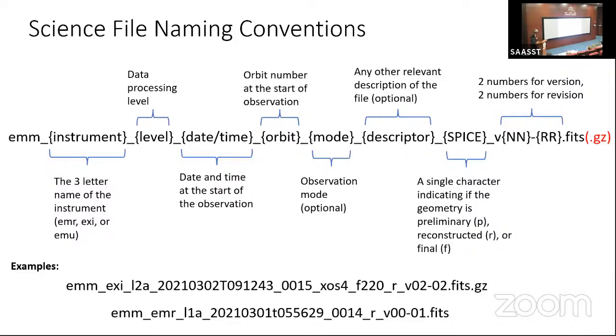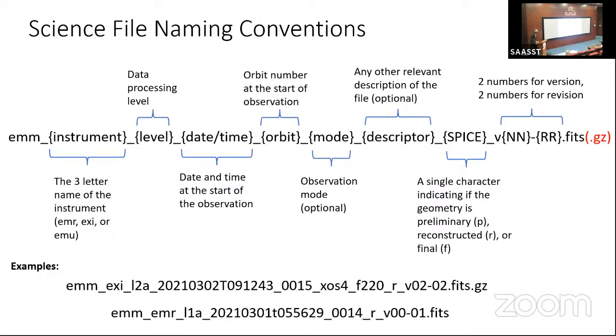So this is an example of the file naming convention. It looks a bit complicated, but you have three instruments. The file name is going to tell you what instrument you're looking at, if it's EMIRS, EXI, or EMUS. There's also the data processing level of the file that you're looking at. So we have, I think, level one, level two, and possibly level three data that's going to be available later, but we currently have level one and level two data available. And then we have the date and time at the start of the observation, the orbit number of the observation, and the observation mode. So how the instrument looks at the planet, like what mode the instrument was in when it took the data.